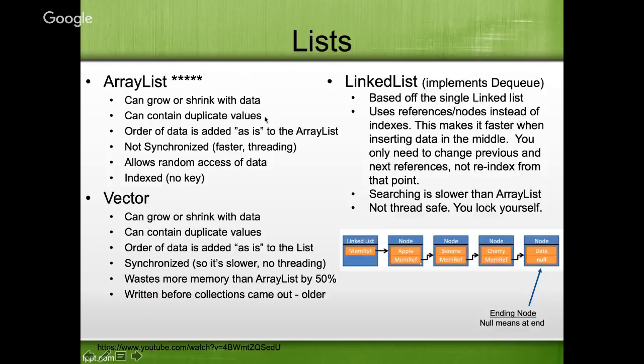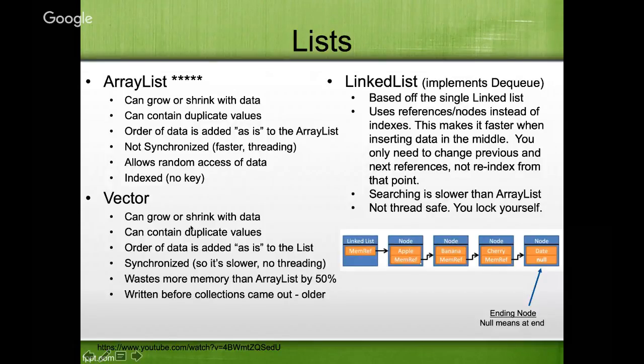It can contain duplicate values. The order of data is added as is into the array list. It's not synchronized, which means you can use threading with it. It allows random access of data, and it's indexed. So how you're accessing it is with the index.